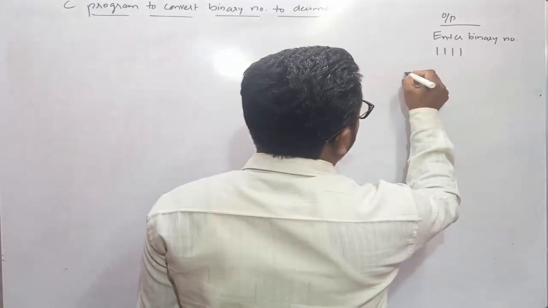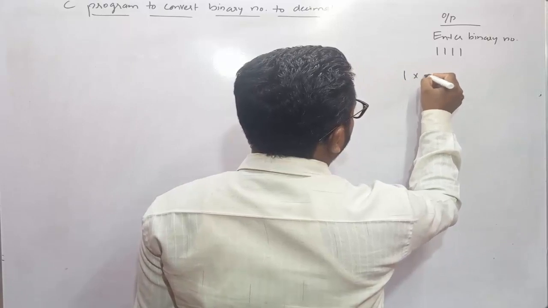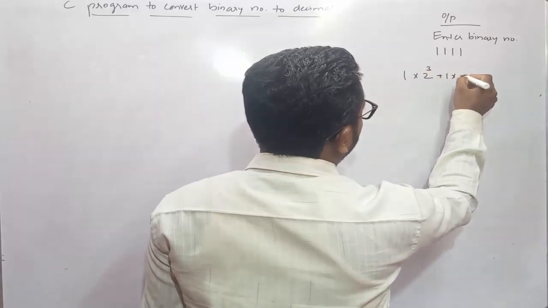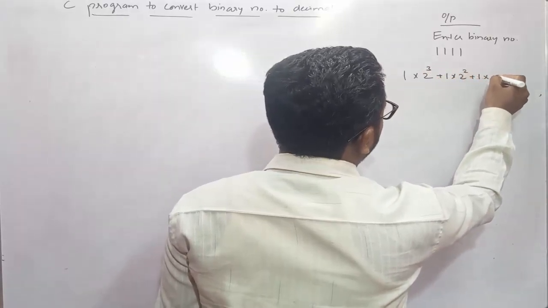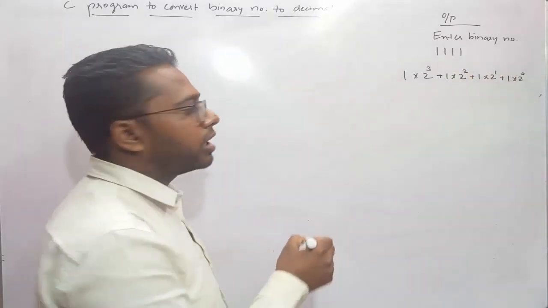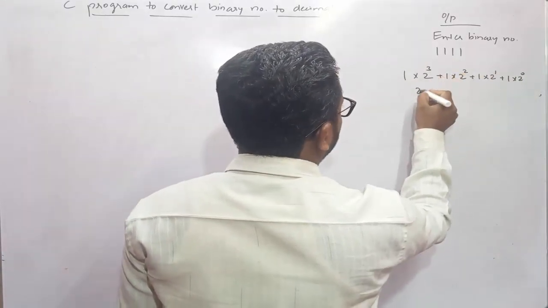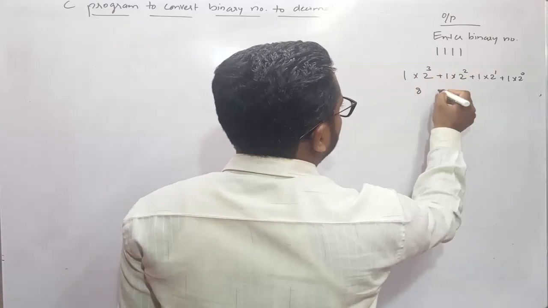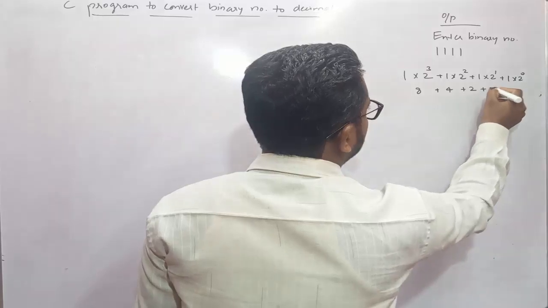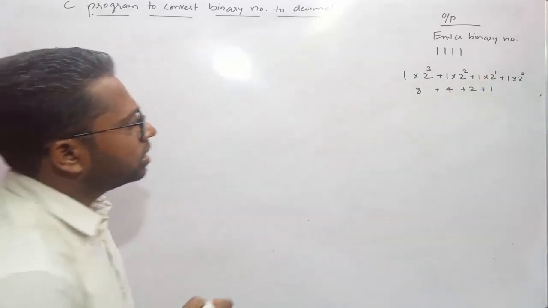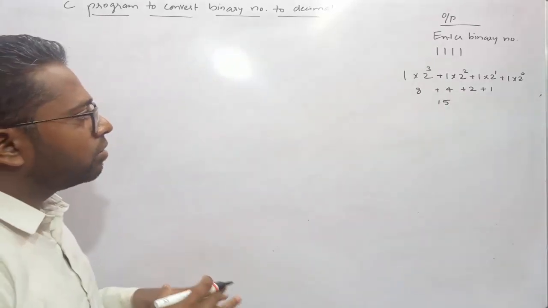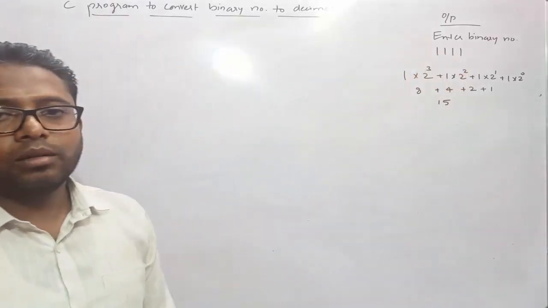Let me just write 1 and multiply it with 2 raised to 3, plus 1 into 2 raised to 2, plus 1 into 2 raised to 1, plus 1 into 2 raised to 0. So these are the weights. Now 2 raised to 3 equals 8 into 1, 8, plus 4 into 1, 4, plus 2 into 1, 2, plus 1. Now we have got 15.